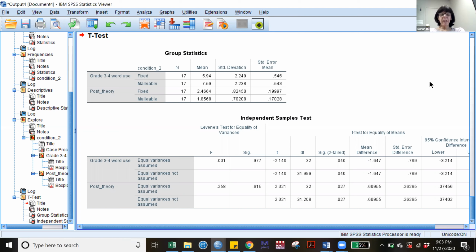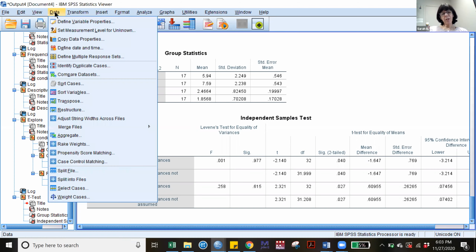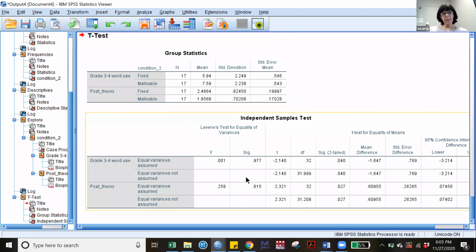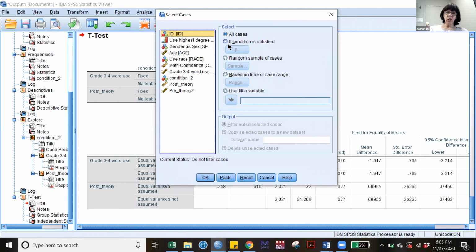So we're looking within one condition of the treatment. And so we have to do something in SPSS to say, well, we don't want to look at the whole sample anymore. We want to look at one condition. So we're going to go to a place we haven't gone before, which is Data. And we're going to select Cases. And this is so that we can only select those cases where the condition was the malleable one.